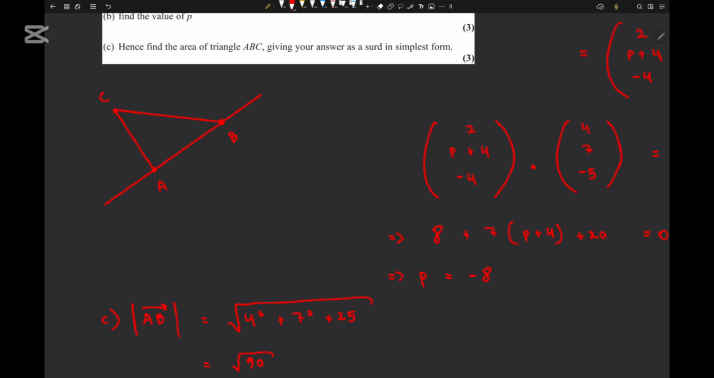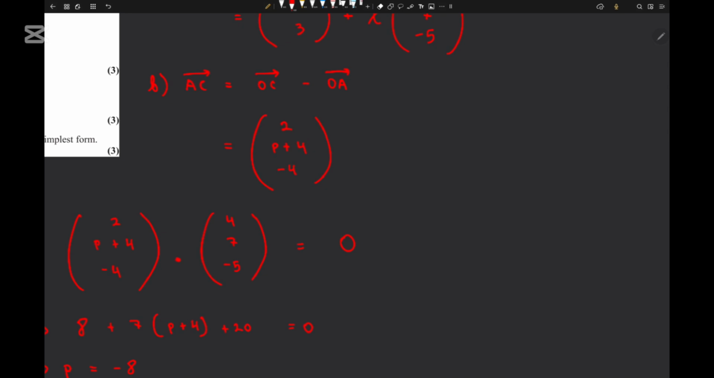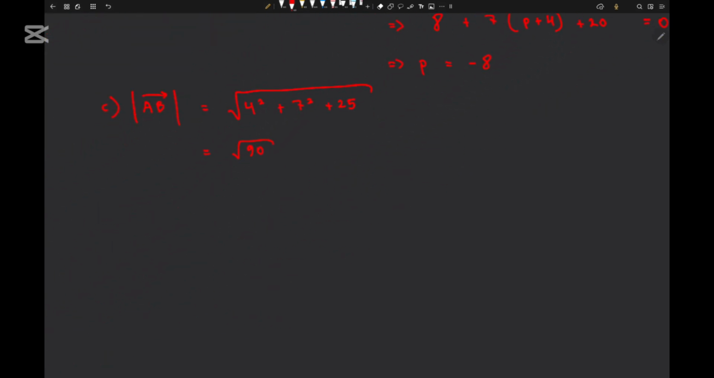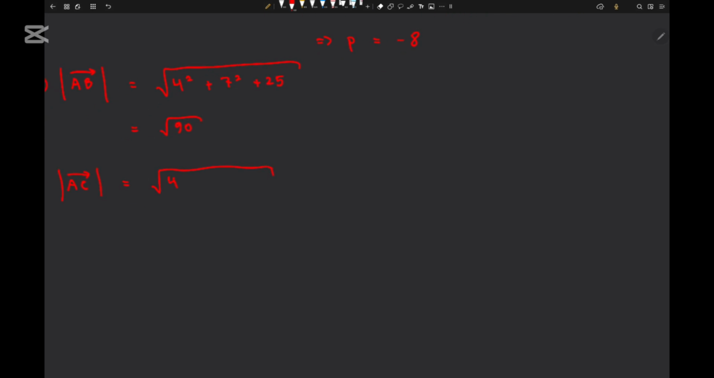Now we need to find the AC vector. We know that the AC vector is 2, P plus 4 and minus 4. So let's substitute the value of P into this. So it's 2, minus 4 and minus 4. So this is the AC vector. Now let's calculate the modulus of the AC vector. The modulus of the AC vector is 2 squared plus 4 squared plus 4 squared. So that's 4 plus 16 plus 16, which is equal to 6.